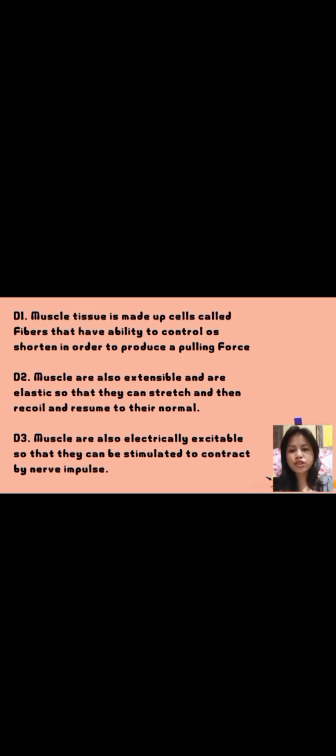D1. Muscle tissue is made up of cells called fibers that have the ability to contract or shorten in order to produce a pulling force. Ang muscle tissue is made up of cells fiber, may ability na magkontrola at paikliin ang pag-produce ng puwersa sa paghila. Muscles are also extensible and elastic so that they can stretch and then recoil and resume to their normal resting length.